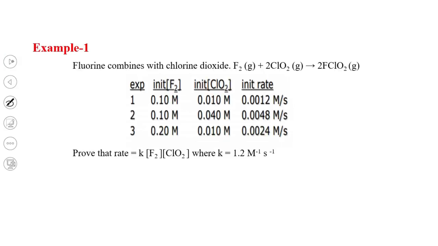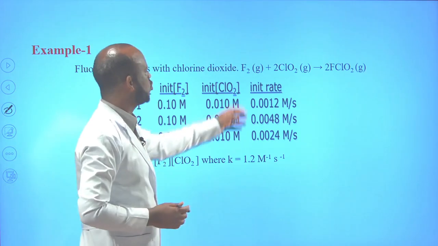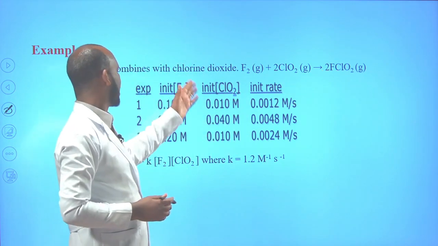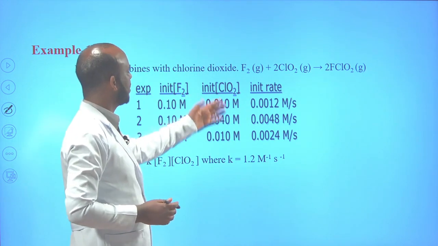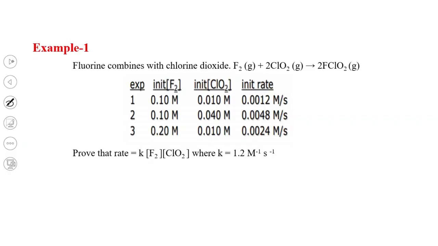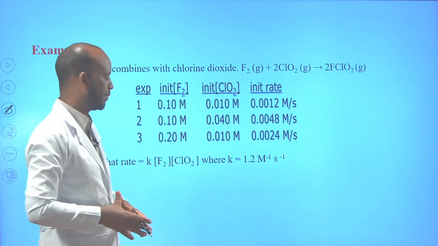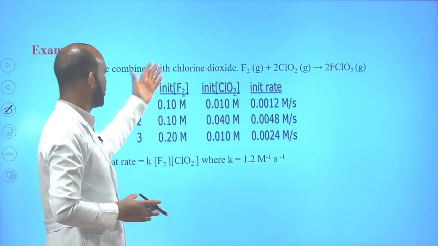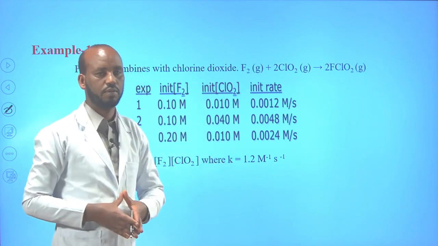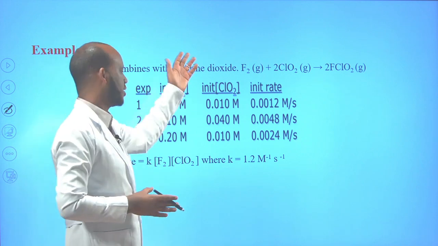Example: fluorine combines with chlorine dioxide as follows: F2 plus 2ClO2 to form 2FClO2. This is the initial concentration of F2, the initial concentration of ClO2, and the initial rate. Prove that the rate of this reaction is K times the concentration of F2 times the concentration of ClO2, where K is 1.2 per molar per second, when the initial concentrations of the reactants are as given. This is the initial rate method.